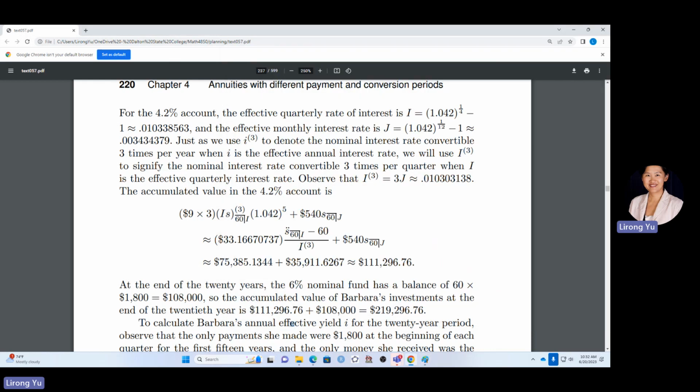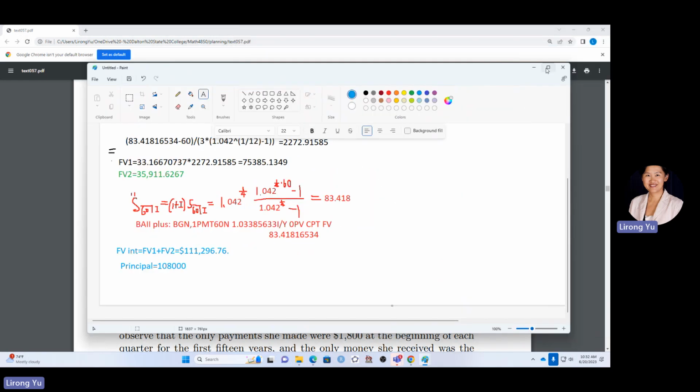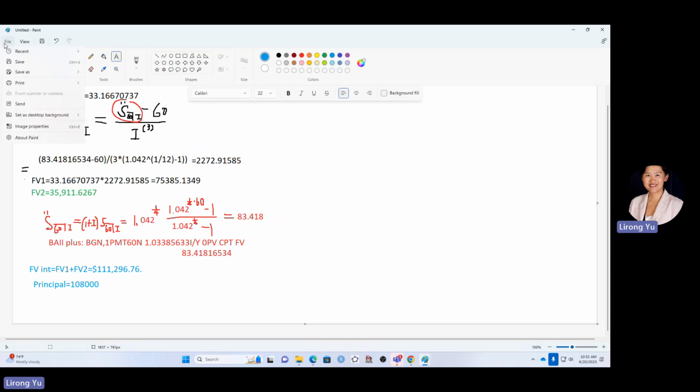So then you can see here that's the accumulated value of 219,296 point. So adding the future value of the interest together with the payment of the principal, that's the total accumulated value. This is what we have in the example.